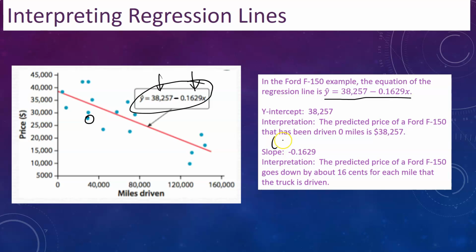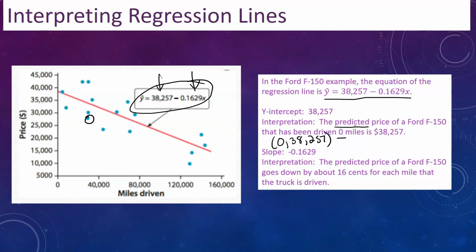If we were to put that as a point, it is (0, 38,257). Your interpretation for the y-intercept should always include the word predicted, and it should always include the number 0 there. So the predicted price of a Ford F-150 that has been driven 0 miles is $38,257.